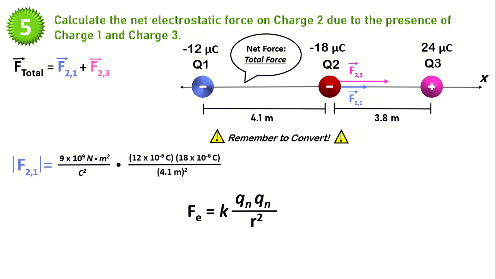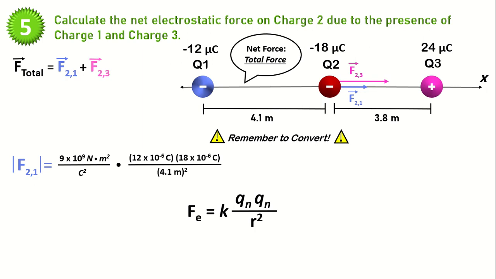We convert 12 microcoulombs for Q1 into 12 times 10 to the minus 6 coulombs, and for Q2, 18 microcoulombs into 18 times 10 to the minus 6 coulombs. Before I proceed, you might be wondering, why did I just put in 12 and 18? Why not negative 12 and negative 18 as shown right here? Since we're just calculating the magnitude, as symbolized by these two vertical bars, we don't want the actual direction of this vector. We just want the magnitude, so we're just going to neglect those signs for now.